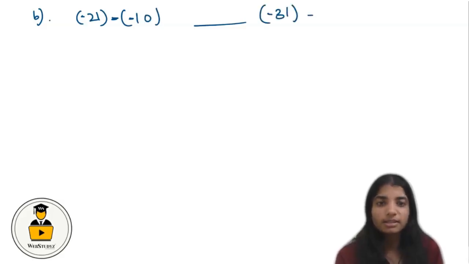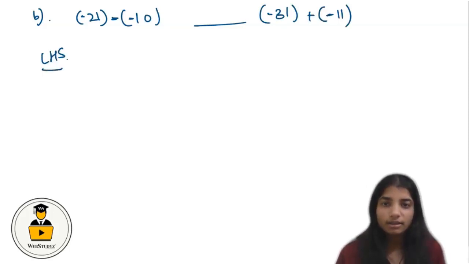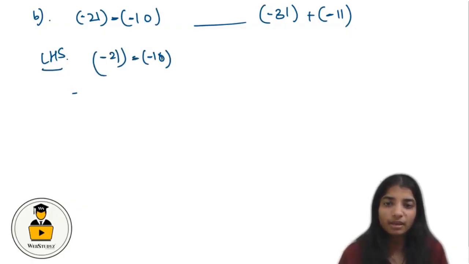Let's move to part B. In part B, we are given minus 21 minus of minus 10, and minus 31 plus minus of 11. Taking the left hand side, this is minus of 21 minus of minus 10. Using the formulas which we just discussed above in part A, minus 21 will remain as it is. Minus and minus become plus. So this is minus 21 plus 10. When we solve this, basically we subtract 10 from 21. We get the value as minus 11.